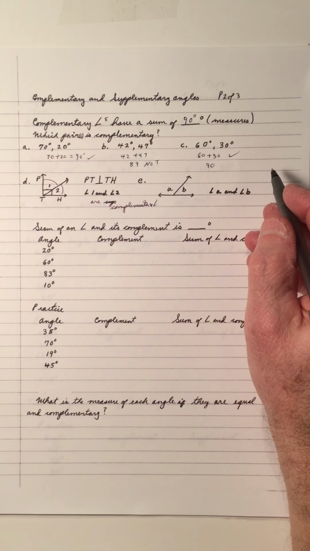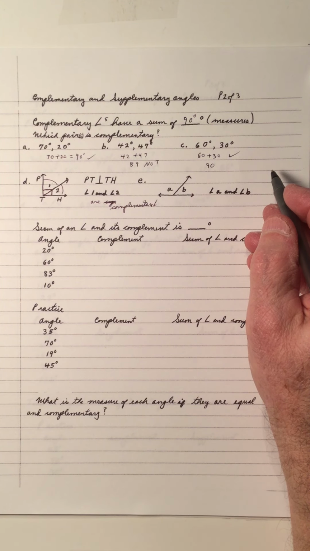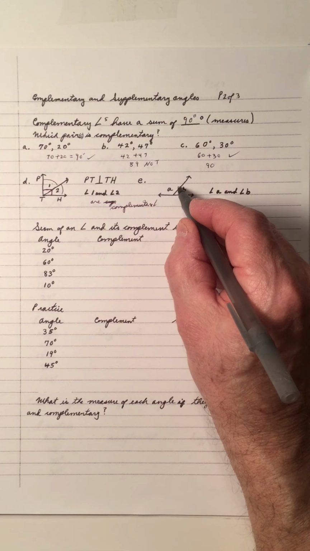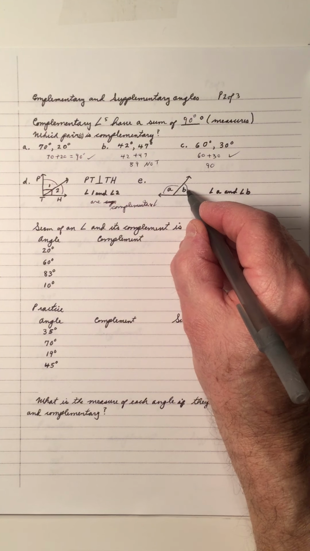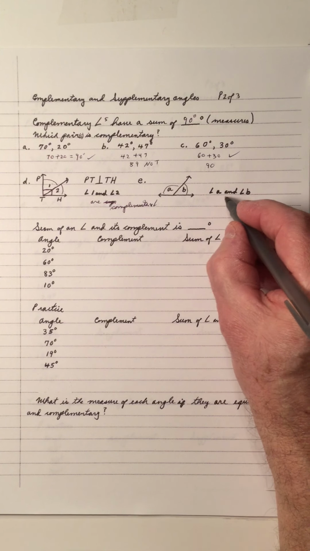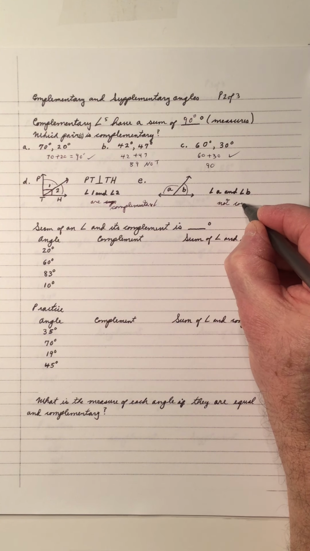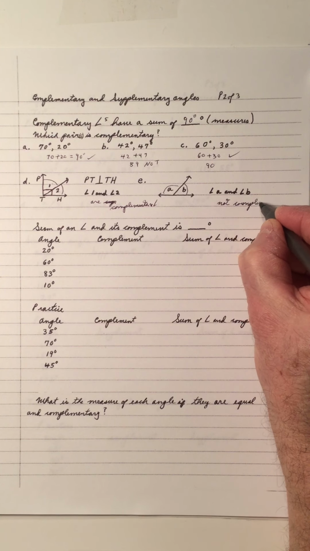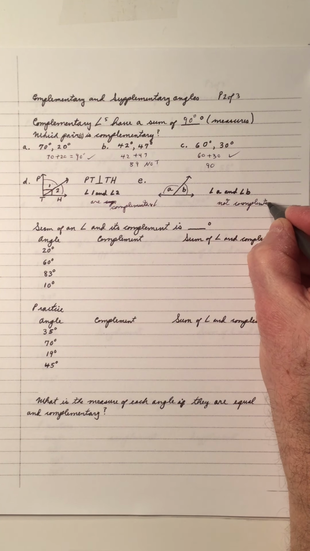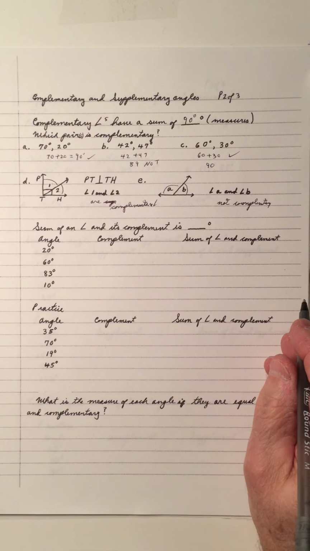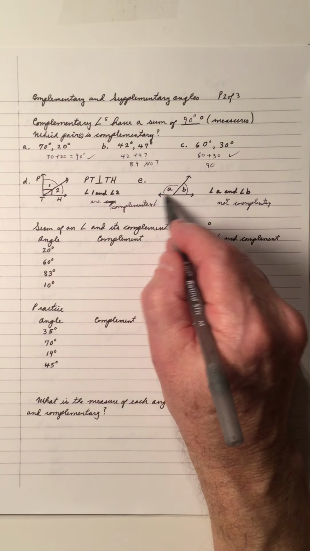Notice angle A and angle B. Angle A and angle B are not complementary because they're more than 90.